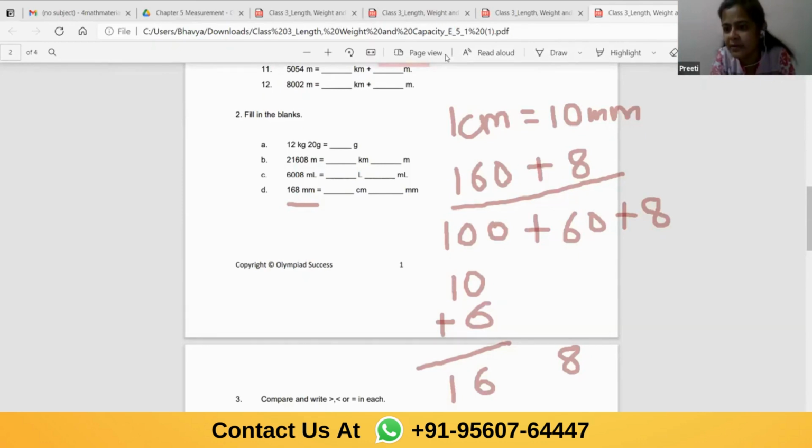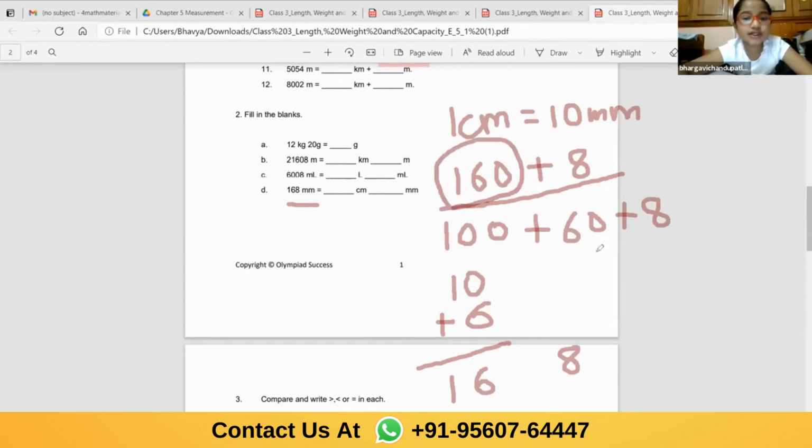What another method, Pranavi, can you speak? Ma'am, actually, one centimeter is equal to 10 millimeters. You told, no? Yes. 168 is the given number. So after 8 is the ones place and 6 is the tens place. So 16 should be the centimeters and the rest of that should be the millimeters.